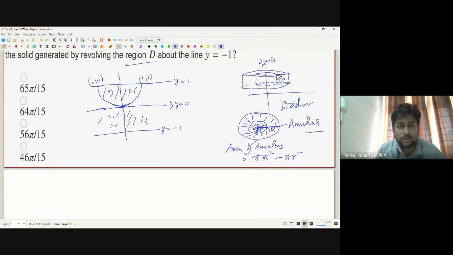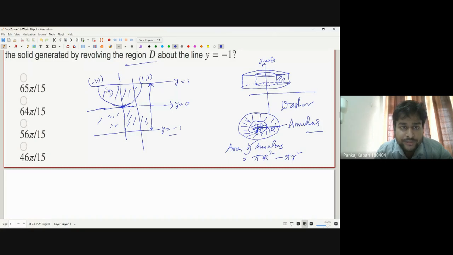Here also, the slices you take will be perpendicular to the axis of revolution, and that axis is y equal to minus 1. So when you take slices about this axis, like this, you will get a disk. But now you can see that the outer radius of this disk will be this length. This length will give you the outer radius.